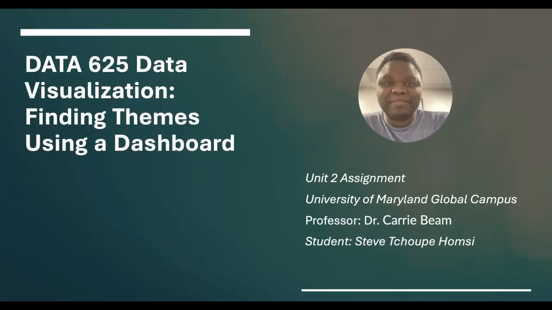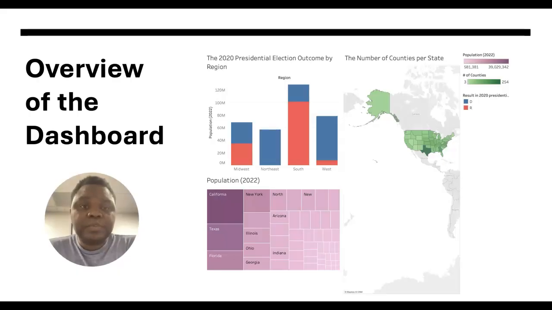Let's get started. The 2020 United States presidential election was pivotal, reflecting voting trends across different regions and states. This dashboard helped us explore key election population data. This dashboard includes three visualizations: a bar chart of election outcome by region, a tree map of population distribution by state, and a geographic map showing the number of counties per state.